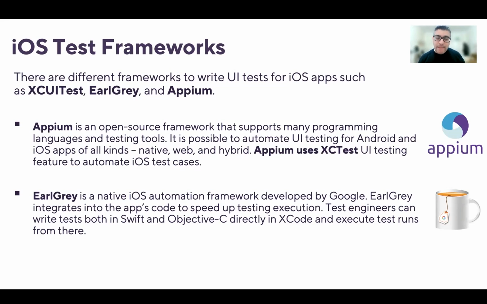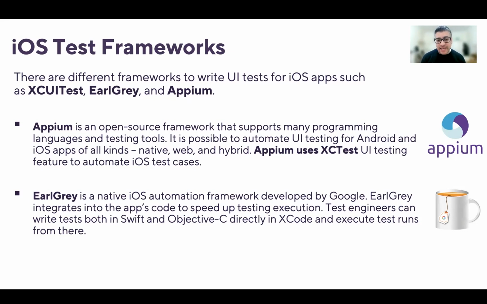Let's start briefly talking about Appium. Appium is an open source framework that supports many programming languages. You can write your test script with different programming languages like Java, Ruby, PHP, and C Sharp as well. And also it's possible to automate UI testing for both platforms, Android and iOS. So it's cross-platform and also it's open source. And also you can test native, web, and hybrid apps. And behind the scenes, or under the hood, Appium uses the XCUITest UI testing feature to be able to automate the iOS applications.